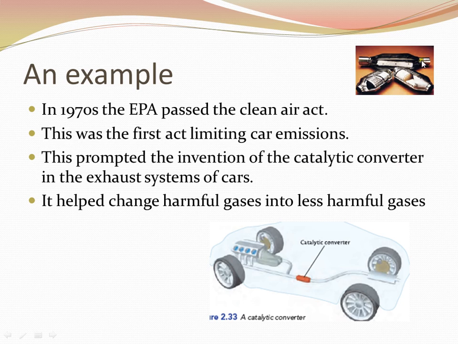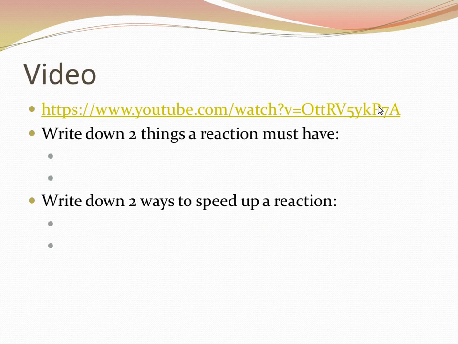Now, up here in the corner, this is what the catalytic converter looks like whole. If you were to split it open, you see that it has several chambers, and the gas goes in one side as harmful gases and comes out the other side as less harmful gases. If you follow along the next set of notes, we'll actually take a look at those equations and do some things with them. So there's a video here, and jot down some things: 2 things a reaction must have. You may already know those because we've discussed them. And then there are actually 5 ways to speed up a reaction. If you can pull out 2 from the video, that would be great.